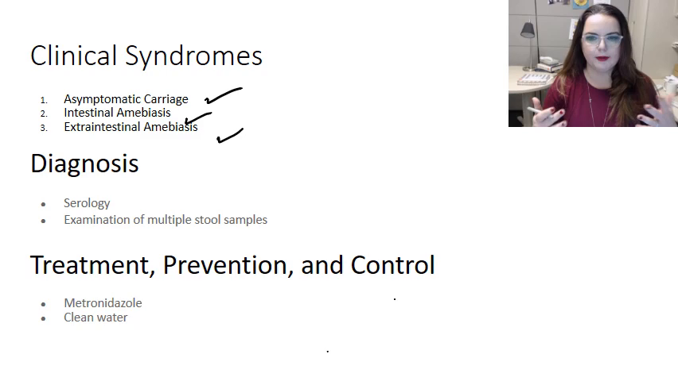So in this case, you're going to have abscess formation in the right lobe. That's the most common place, and it's going to lead to pain over the liver, hepatomegaly, and an elevation of the diaphragm as we get inflammation in that area, okay?